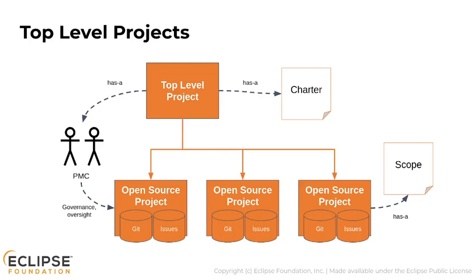Top-level projects also have a project management committee, or PMC. The role of the PMC is to work with the open source projects to implement the mission of the top-level project and help the open source projects operating under their purview be successful with the Eclipse Foundation development process and intellectual property policy. As part of the project leadership chain, the PMC acts in the role of liaison between the open source project teams and the Eclipse Management Organization. The roles of the PMC and the Eclipse Management Organization, or EMO, are discussed in the Eclipse Project Roles video.